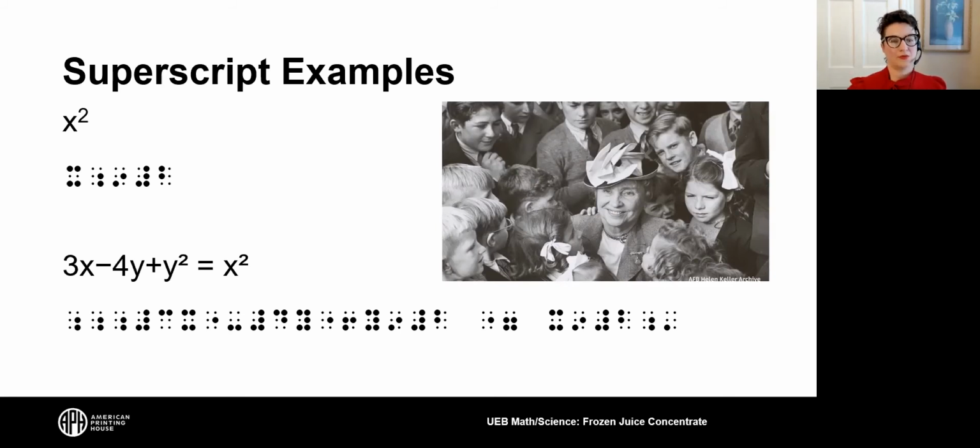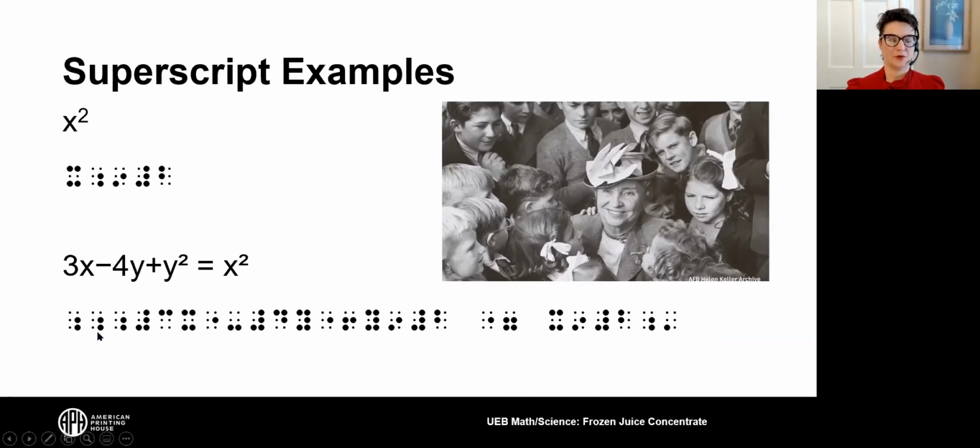Then we have the number 3, x, our 2-cell minus. It's a symbol of operation, starts with dot 5, and then dots 3, 6. Number 4 and the letter y, plus, should I say it? It starts with a dot 5, and then the plus is dot 5, dots 2, 3, 5. Y, our superscript indicator, and a number 2.